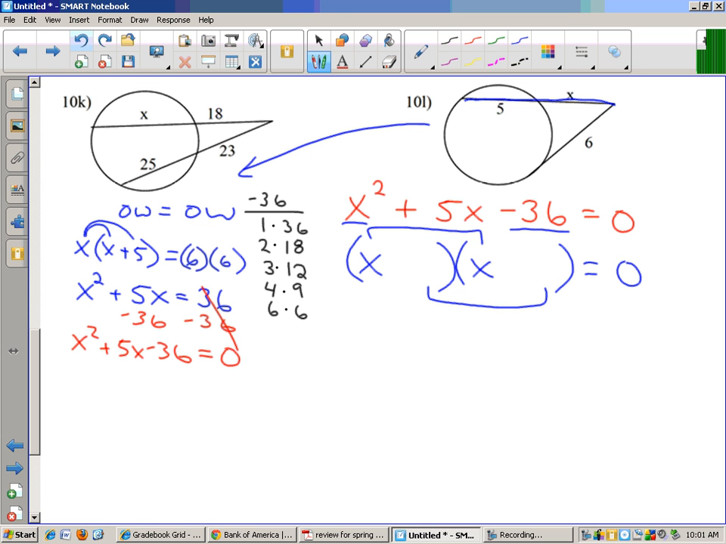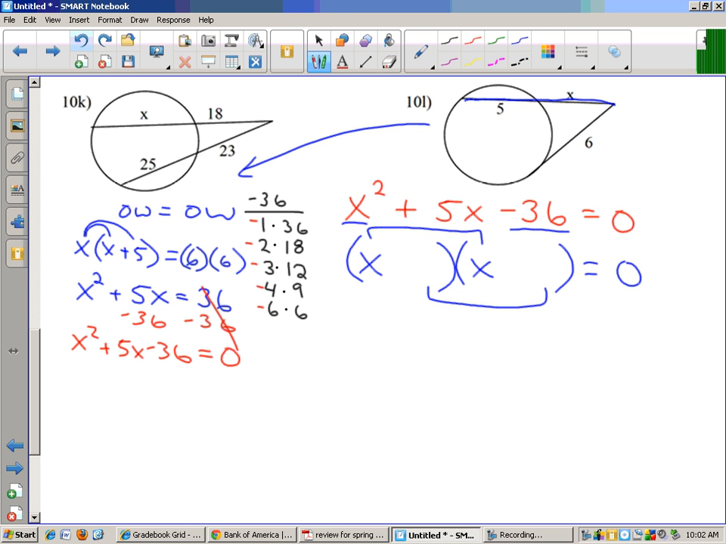Does it matter if the 1 or the 36 is negative? They both end up with a negative 36. So we need to remember that either one of these could be negative, either the first one or the second one. We're going to see which one helps us the most, okay?